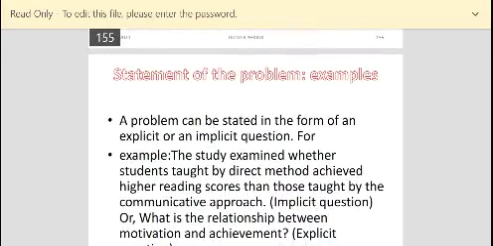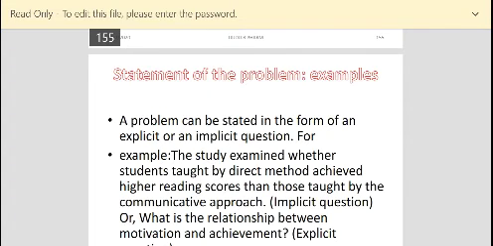Let's see an example of a statement of the problem. Let's look at a few examples of statement of the problem. A problem can be stated in the form of an explicit or an implicit question, as we said. When we say implicit, it says the purpose of this study is to determine, the aim of this study is to determine, but explicitly in explanation.